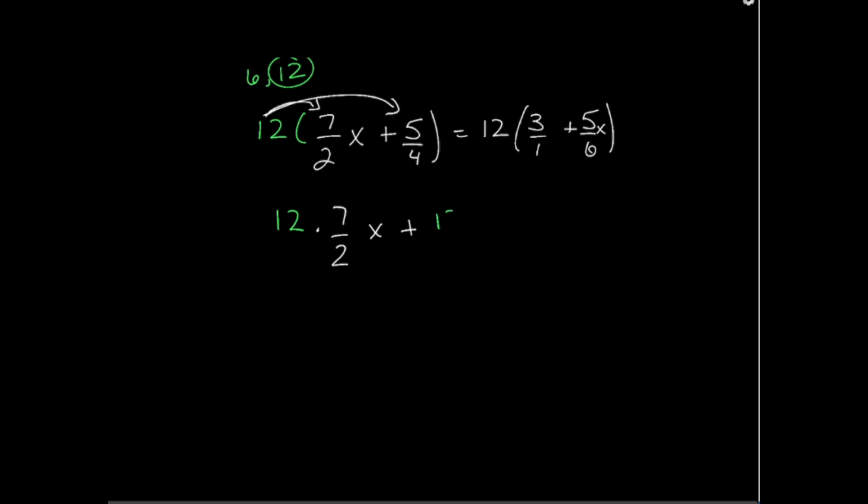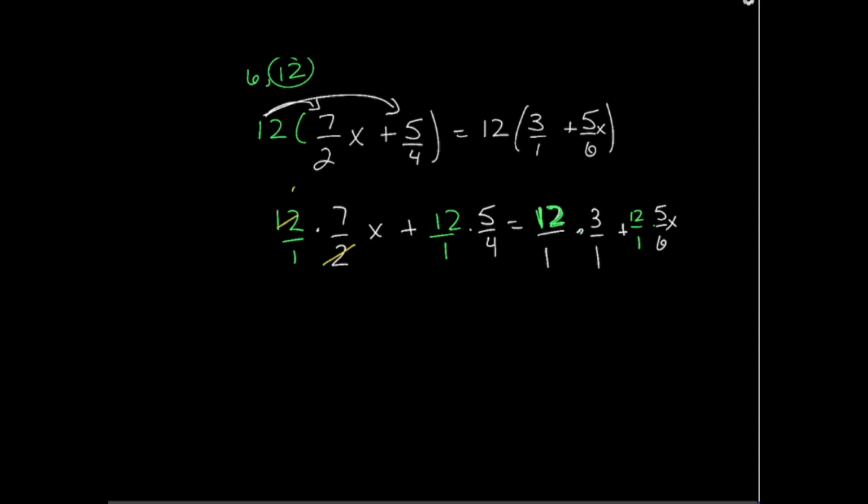And then it's going to be 12 times 5/4. And again, that 12 is always understood to be over 1. And that's going to equal 12 over 1. Let me make that green because I want that to stand out as the LCM. Times 3 over 1 plus my 12 over 1 times my 5 over 6x. All right, by design, all of my fractions are now going to go away.